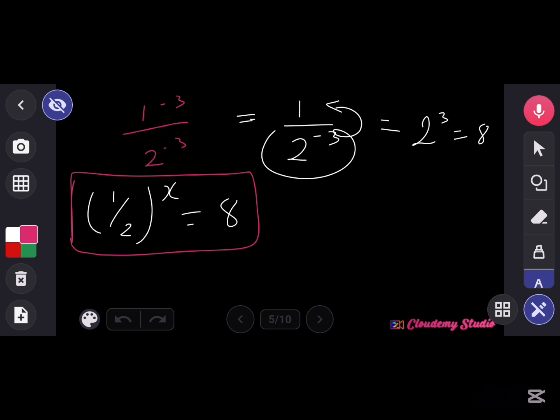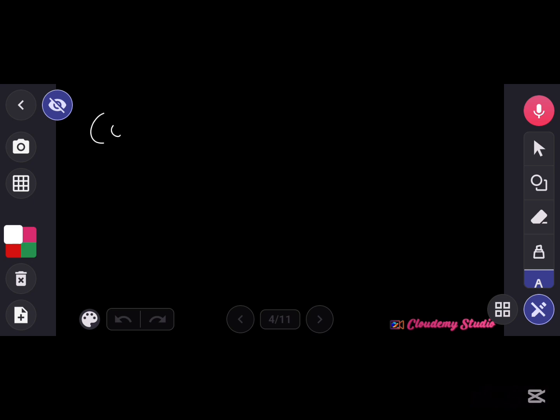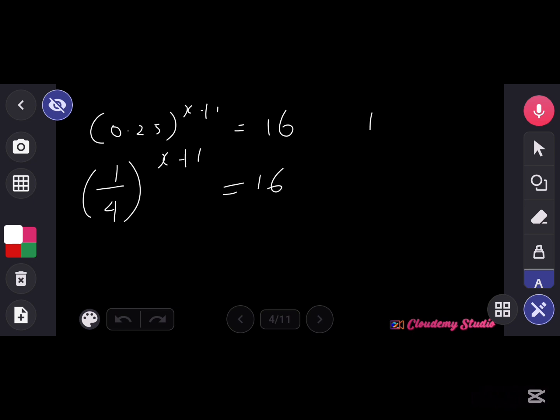Now, our second question. The second question is 0.25 raised to power x plus 1 equals 16. To solve that, we write it out: 0.25 raised to power x plus 1 equals 16. This is a very simple question. What you just have to note here is what 0.25 is. 0.25 is the same thing as 1 divided by 4, and that is raised to power x plus 1 equals 16. And remember that 1 divided by a equals a raised to power minus 1, which means 1 divided by 4 equals 4 raised to power minus 1.